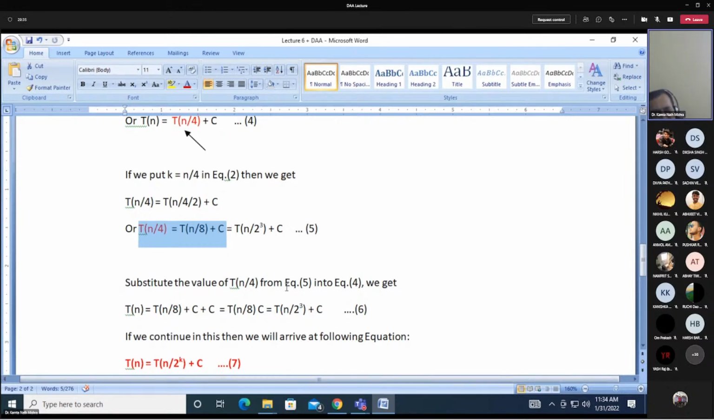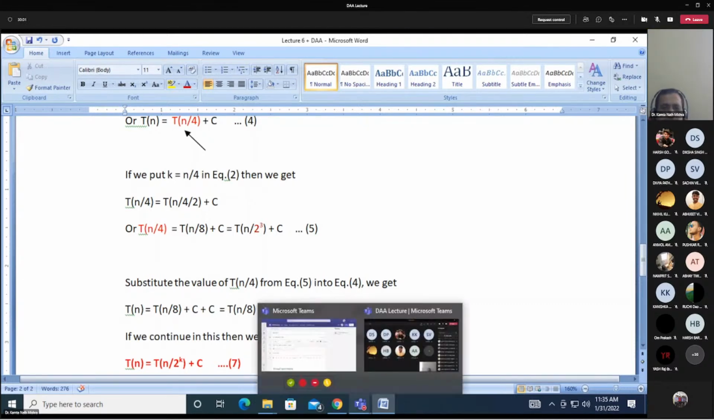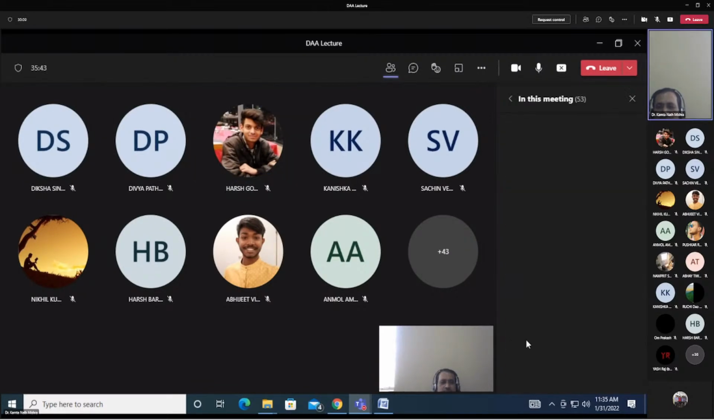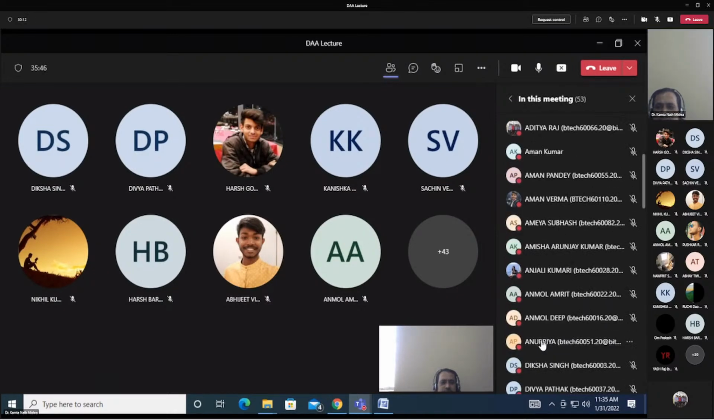And 8 can be written as 2 to the power 3. So now you see your equations up to equation 5. Do any of you have any confusion up to equation 5? No, sir. Any confusion to anyone? No confusion?